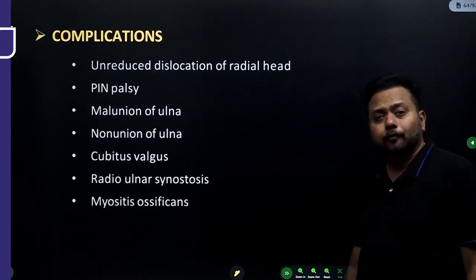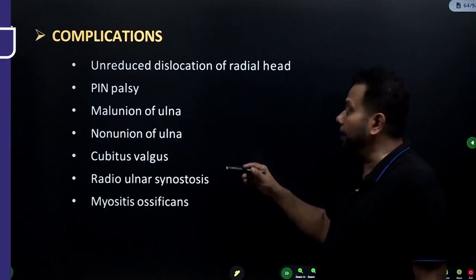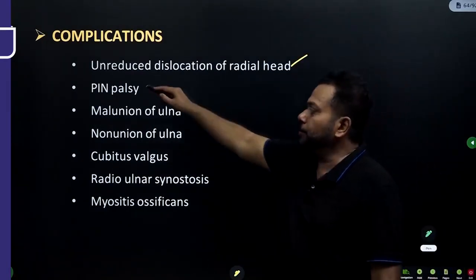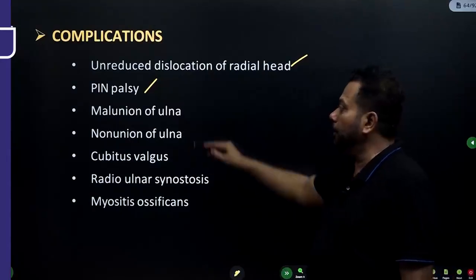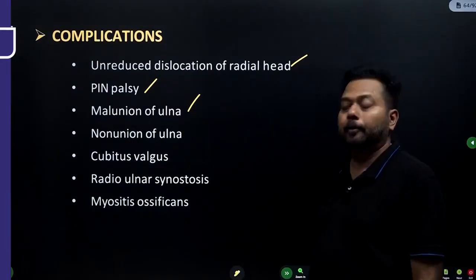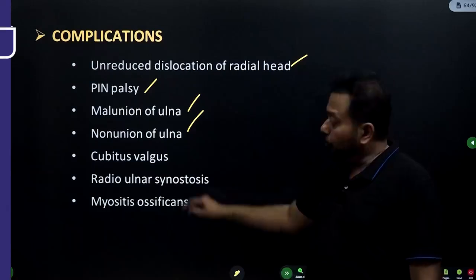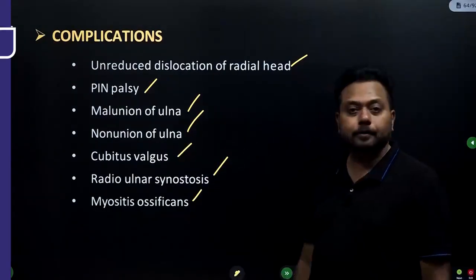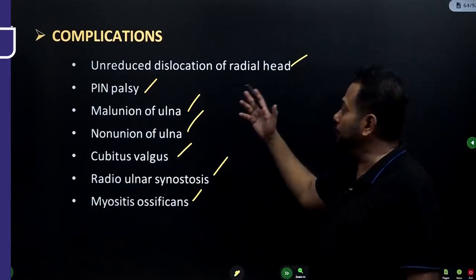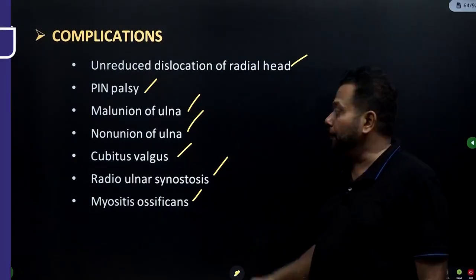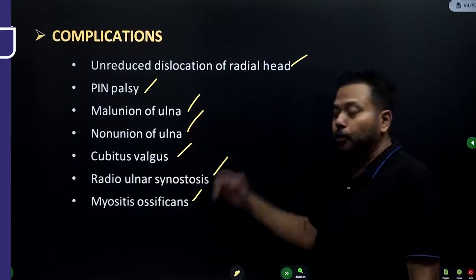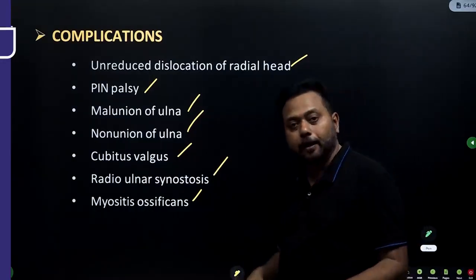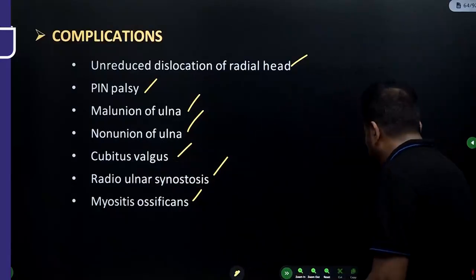Coming to complications of Monteggia's fracture, unreduced dislocation of the radial head is the very troublesome, common complication. Posterior interosseous nerve palsy is the most common nerve involved. Malunion of the ulna, non-union of the ulna, cubitus valgus, radio-ulnar synostosis, myositis ossificans. Since subluxation is there around the radial head and elbow joint, myositis ossificans can occur. So these are the complications.